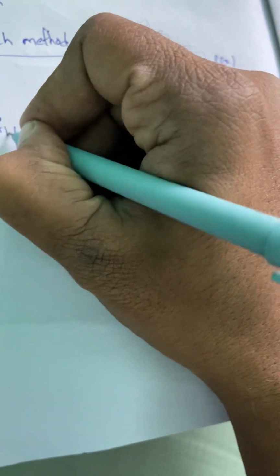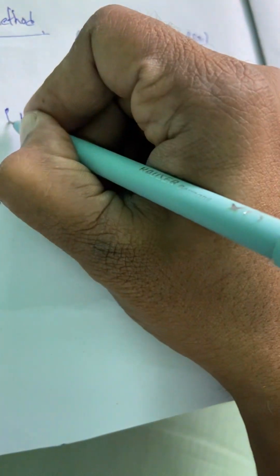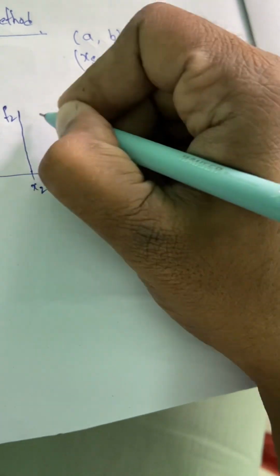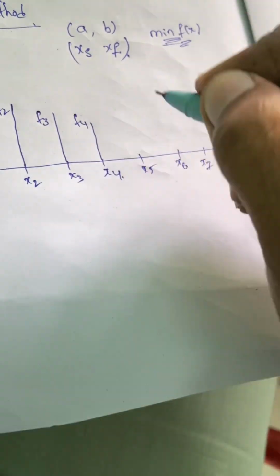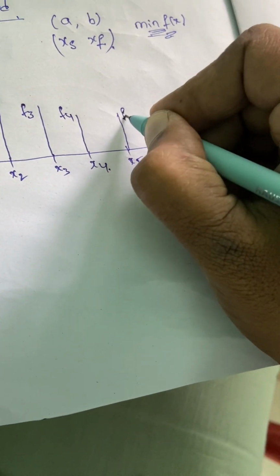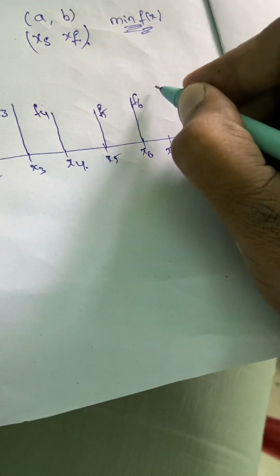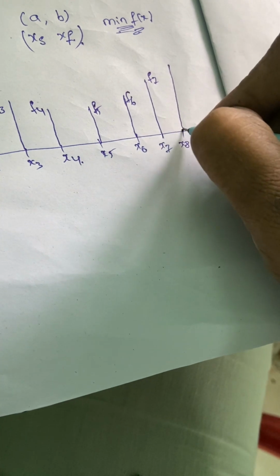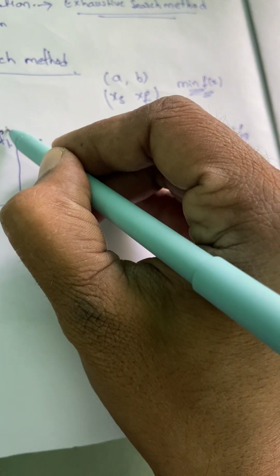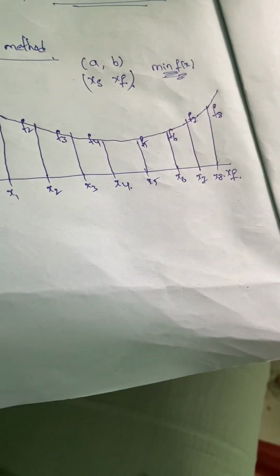So this is f1, this is f2, this is f3, f4, f5, f6, f7 and f8. If we draw a curve coinciding with all these points, it will be like this.